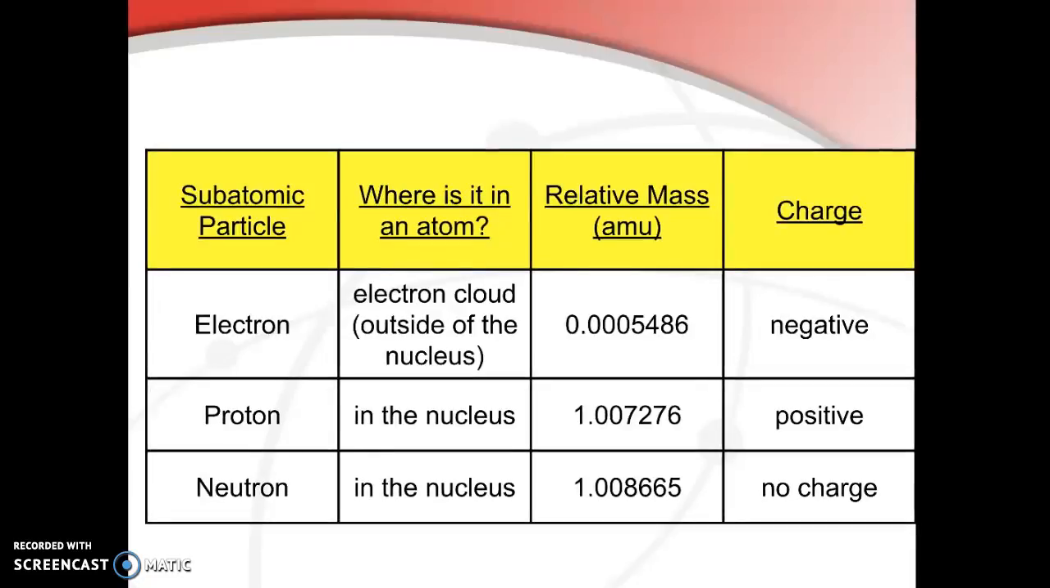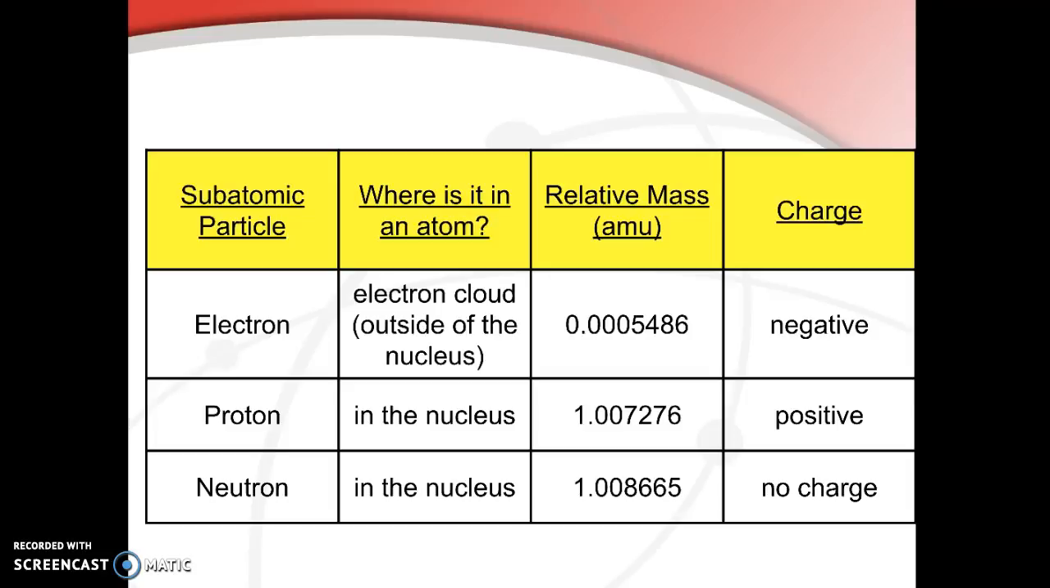On your packet, if you flip the page, you'll notice that this table is there, and there are some things to fill in. Most of this stuff you should already know from 5th grade. The electron has a negative charge. It's found outside of the nucleus in what we call the electron cloud. And you'll notice it has a mass of basically 0. That's how scientists look at it. The units for the mass in an atom are the atomic mass units. The reason we use AMU instead of things like grams is because they are so tiny.